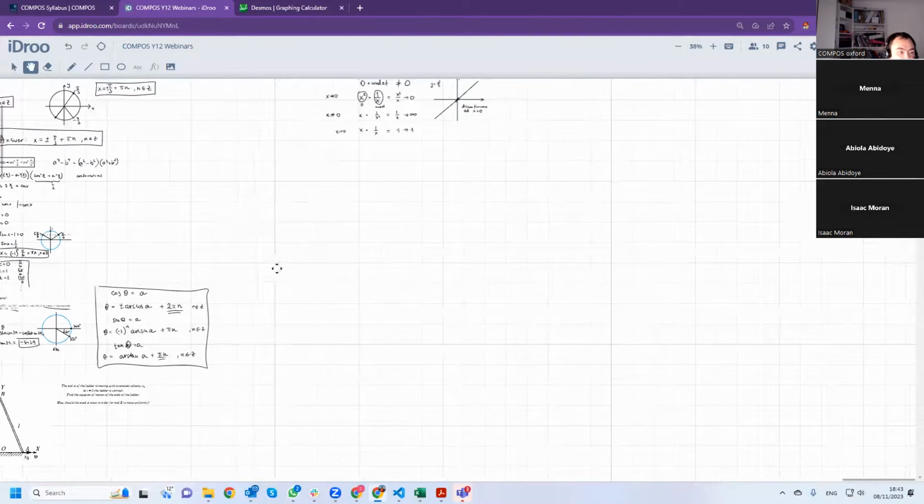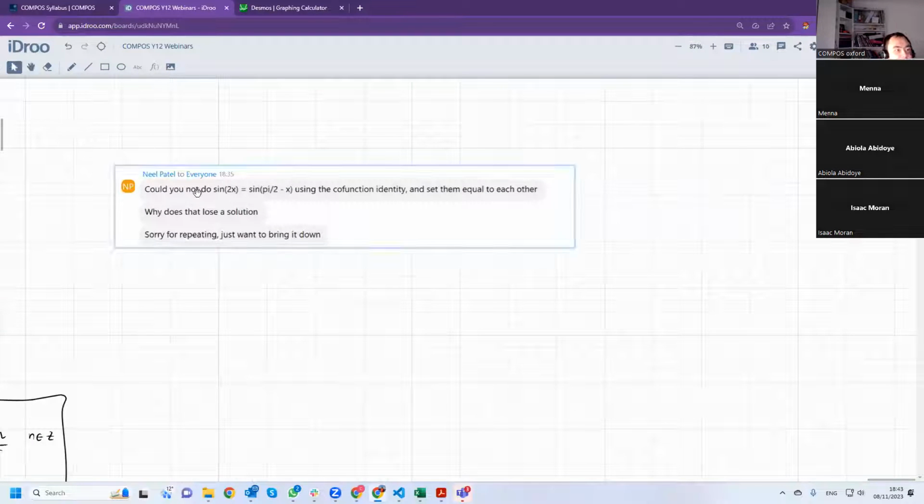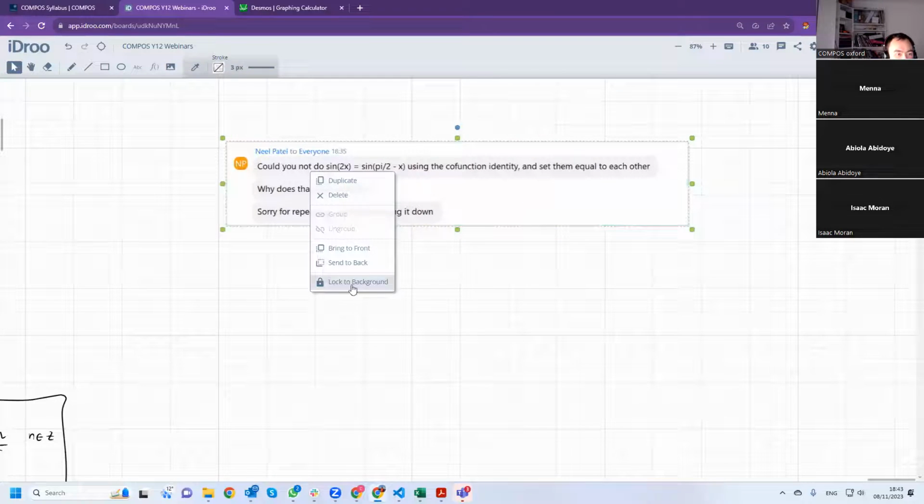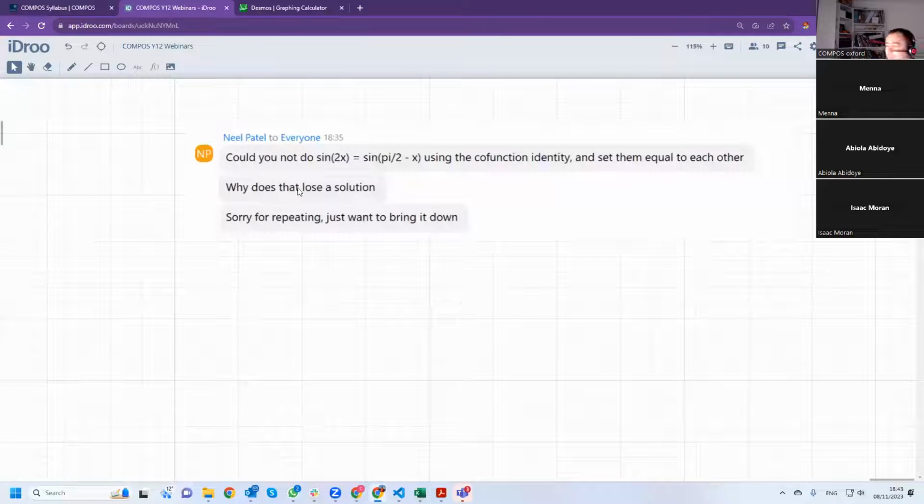This is a fundamental question. Sorry for pointing this out. If you're uncomfortable, I can delete that. Could you do sine 2x equals sine pi over 2 and then set them equal to each other?